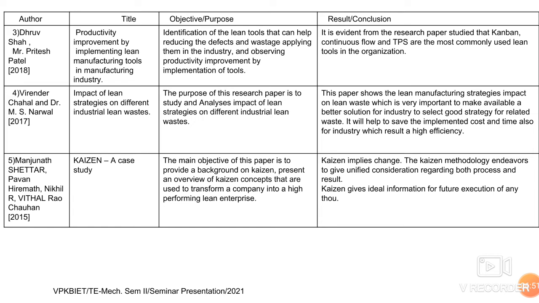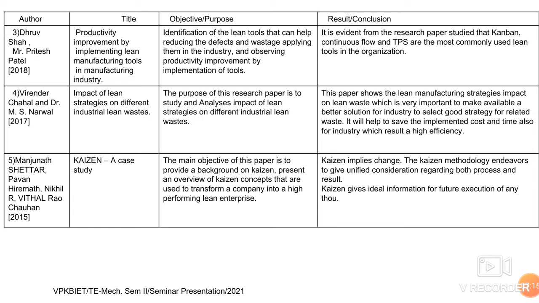The fourth one is the impact of lean strategies on different industrial lean waste. This paper shows the lean manufacturing strategy's impact on lean waste, which is very important to make available a better solution for industry to select a good strategy for related waste. It will help to save implementation cost and time for industry, which results in high efficiency.